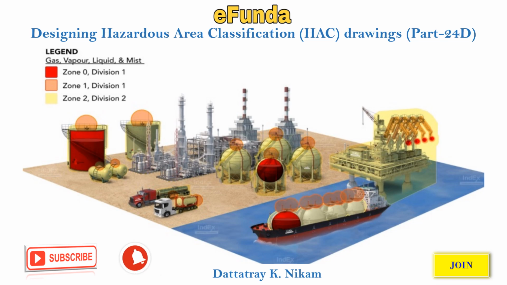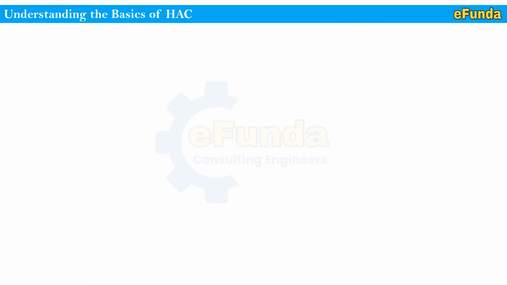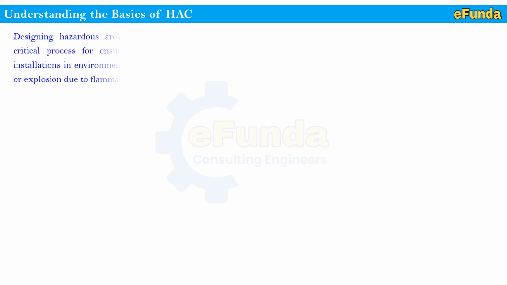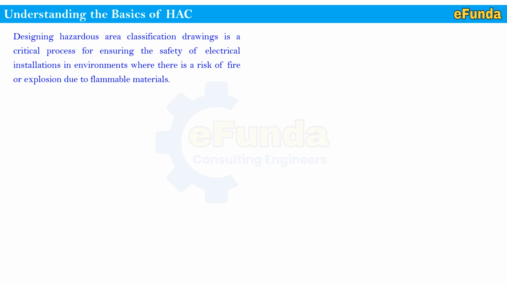So let's begin with our today's topic, that is designing hazardous area classification, HAC, drawing part 24D. Understanding the basics of HAC. Designing a hazardous area classification, that is HAC, drawing is a critical process for ensuring the safety of electrical installations in environments where there is a risk of fire or explosion due to flammable material.